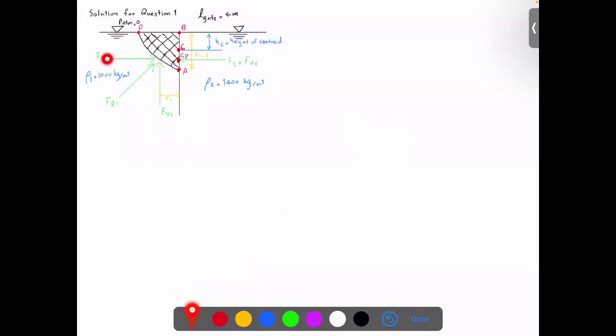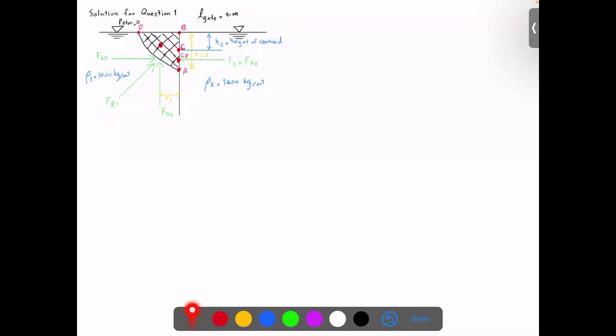The horizontal force always acts like this, and all of you know it acts at the center of pressure. So the horizontal force acts this way, the vertical force acts this way. Let's say this is the point where the vertical force is acting. This is the resultant force, acting this way.